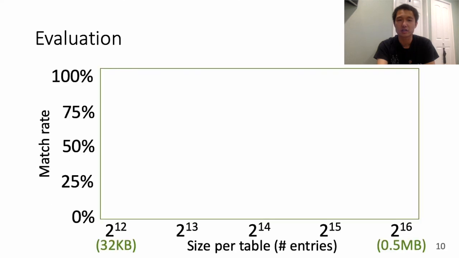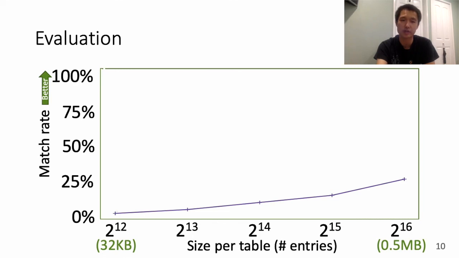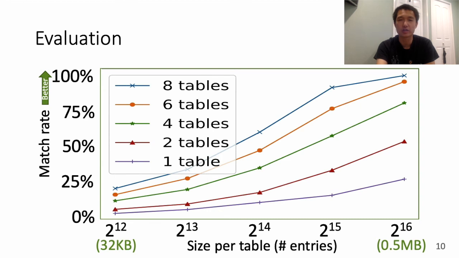Here, on the x-axis, we plot the size of tables with larger and larger numbers of entries. On the rightmost side, we have 65,000 entries. That's the maximum possible table we can get on our hardware device. On the y-axis is the successful match rate, or how many RTT samples we successfully produce. The higher the better. If you only use one table, this is the success rate. It's actually quite low. We can get only 25% matches. With more and more tables, we can get a higher and higher match rate, and we can get as much as 99% match rate when using 8 tables.